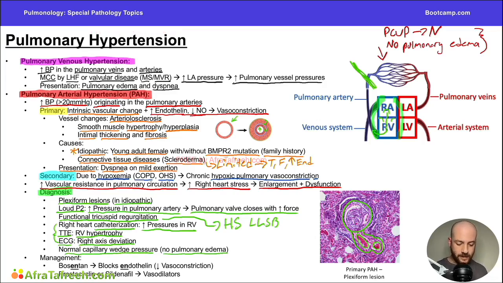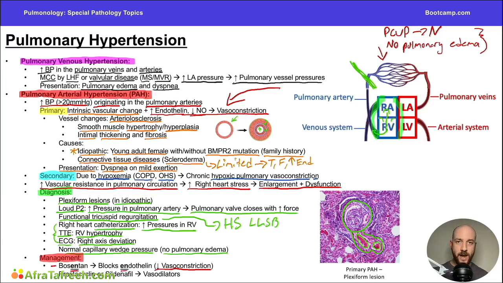Okay, so finally, let's talk about the management. So in terms of management, if you understand the imbalance in these vasomediators here, then the medication really makes sense. So the first medication here is bosentan, which blocks endothelin, and so that's going to result in decreased vasoconstriction. And I like to take the EN here in bosentan to remind me that it blocks endothelin.